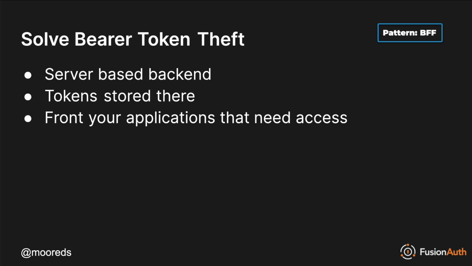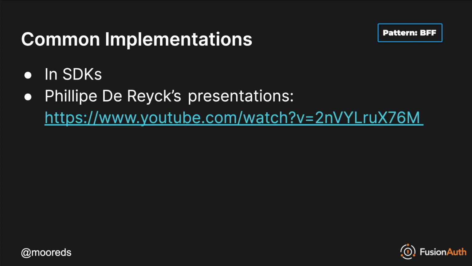One way around it is to actually use a server-based backend and then store all your tokens there and then send any requests from clients to a backend, and the backend's going to hold the tokens because it's a much bigger lift to steal a token from a server-side data store than it is to steal a token from a client-side data store. So this often happens in SDKs. Philippe De Ryck has a great presentation about how using OAuth tokens in JavaScript single-page applications is really a risky thing to do.